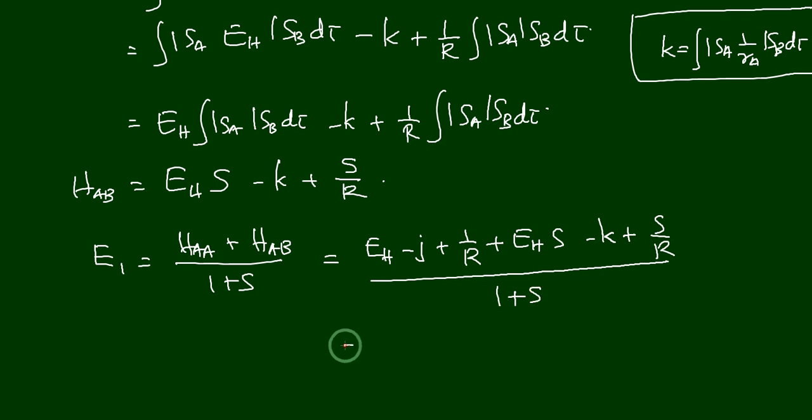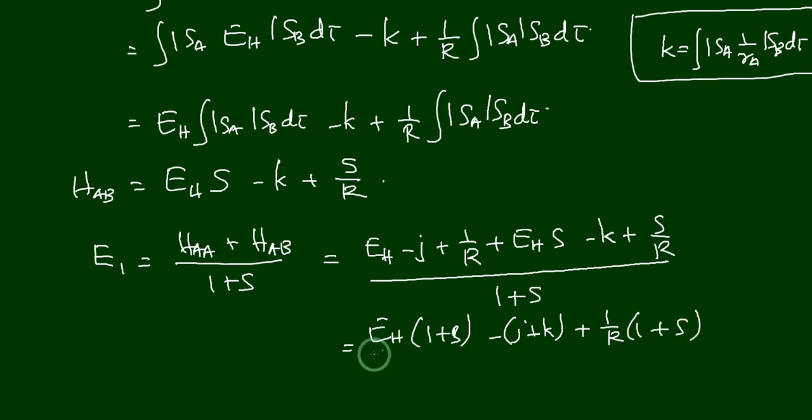Okay, that is equal to, we have two terms with EH. Let us put those terms together so that we can take EH as the common factor. EH into (1 plus S). Then we have minus J minus K, right? So we can write it as minus of (J plus K). Then we have 1 divided by R and S divided by R. 1 by R is a common factor there. So 1 by R into (1 plus S), the whole divided by 1 plus S, right?